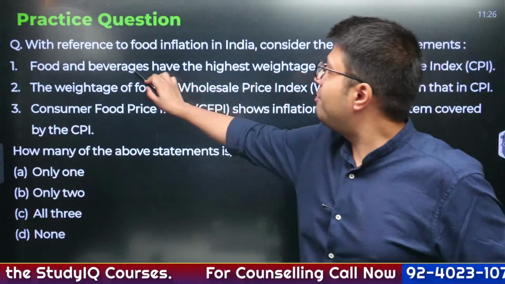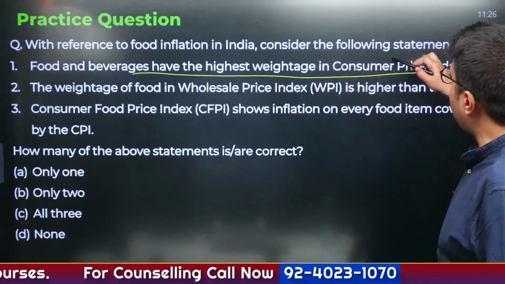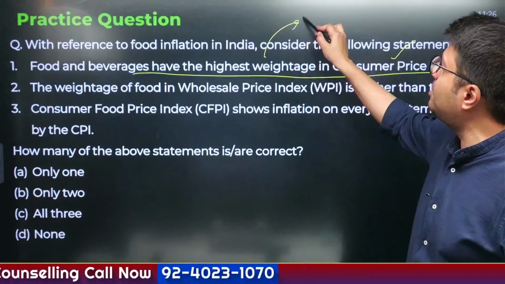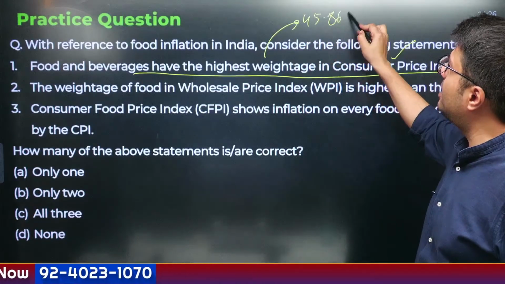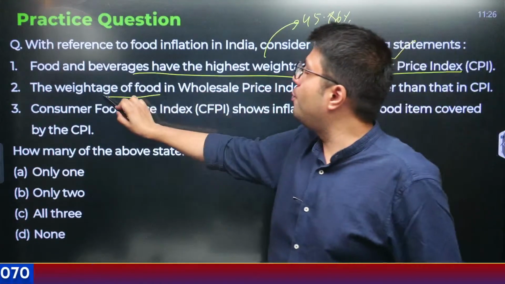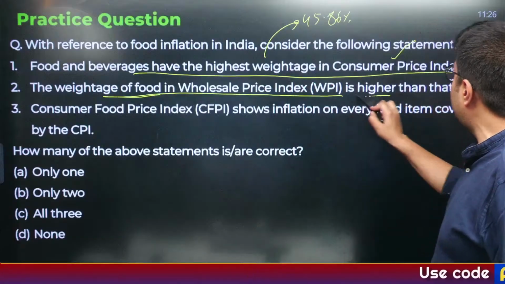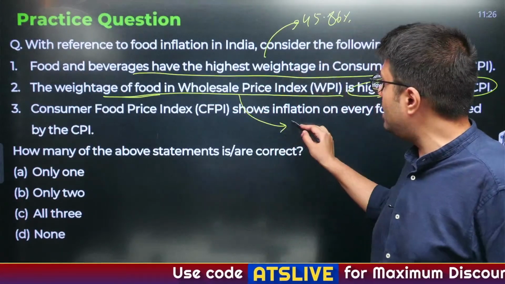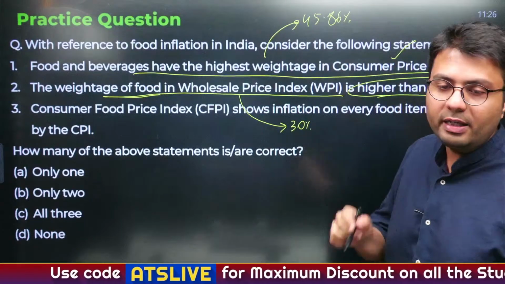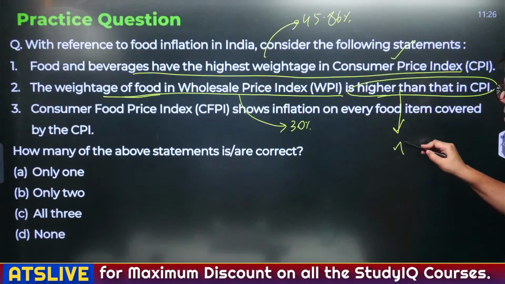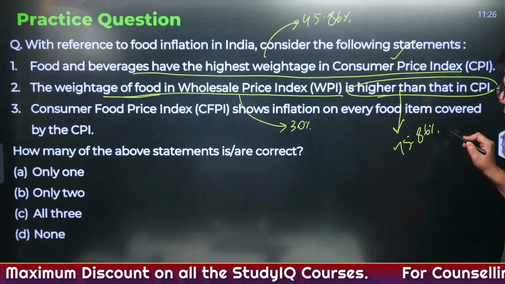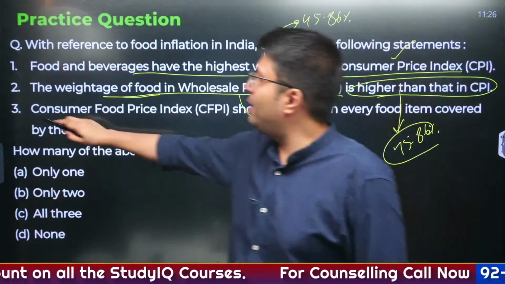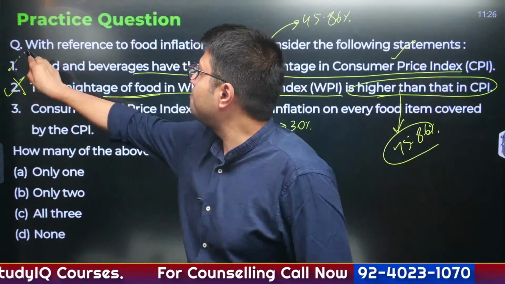Now, food and beverages have the highest weightage in CPI. This we have understood. How much is the weightage? 45.86%. The weightage of food in the wholesale price index is higher than in CPI. Now, the weightage of food in the wholesale price index is somewhere around 30%, but in CPI, we have already understood it's 45.86%. So the second statement also is incorrect.